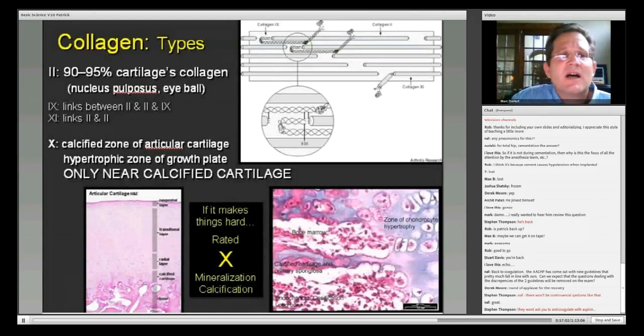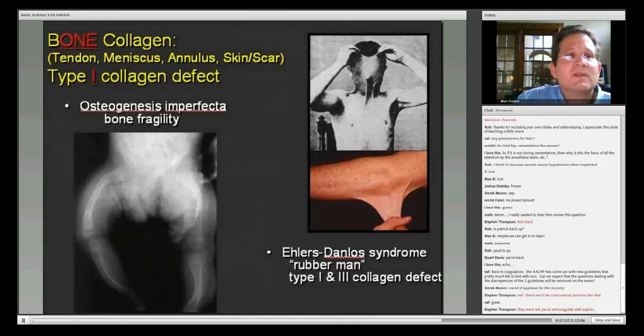Now, as long as we're talking about collagen, we ought to remember that when we're talking about cartilage, the type of collagen that's there is type 2. 90 to 95% of cartilage collagen is type 2. It's the same collagen that we find in the eyeball and in the nucleus pulposus of the disc. We discussed type 10 collagen a minute ago, and that's the calcified zone of the articular cartilage, but it's also found in the hypertrophic zone of the growth plate. Remember, type 10 collagen is only near calcified cartilage. Again, if it makes things hard, it's rated X for mineralization and calcification. We all remember that type 1 collagen is in the word bone, and so type 1 collagen is in bone.